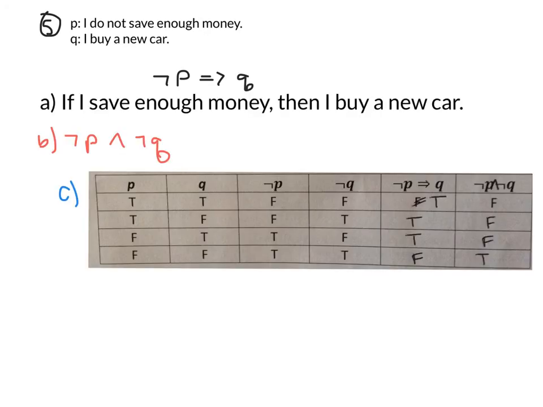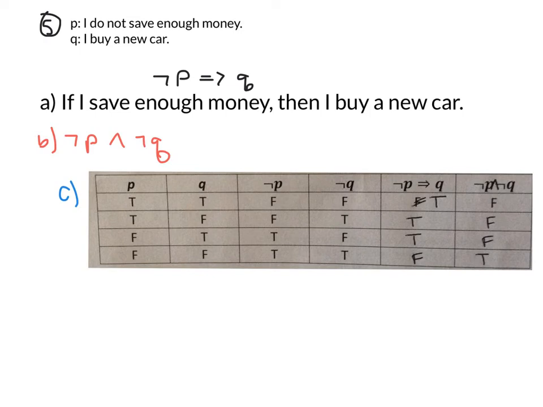So part A gives us the symbolic statement not P implies Q, and we wanted to write that in a sentence. So if I do save enough money, then I buy a car. Remember, this is changing the negation, so I dropped the not. This is your if-then statement. B gives us the written statement, I save enough money and I do not buy a new car. So that becomes not P and not Q.